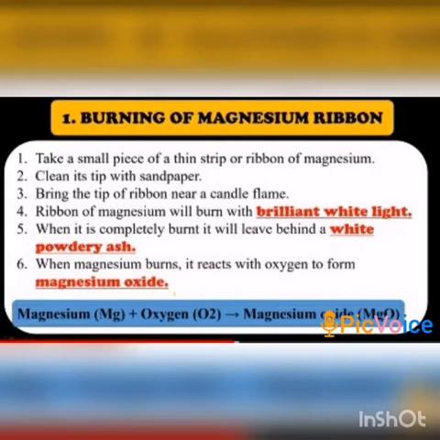Okay, dear children. Once again, I tell the equation. Mg plus O2 gives MgO. Magnesium plus oxygen gives magnesium oxide. Here the left hand side is the reactants. In this chemical equation, we have to write the reactants on the left hand side and the products on the right hand side. Okay, dear children.